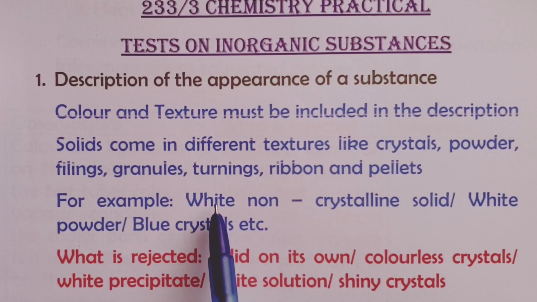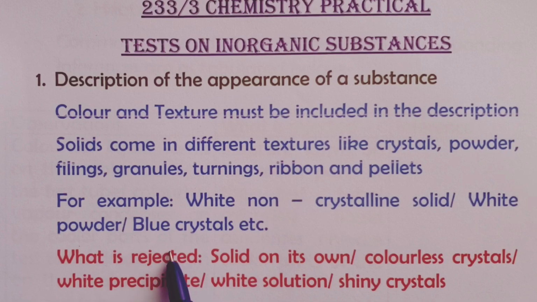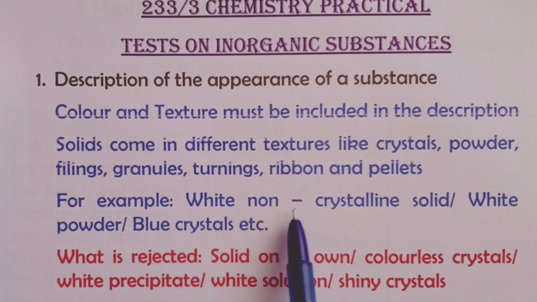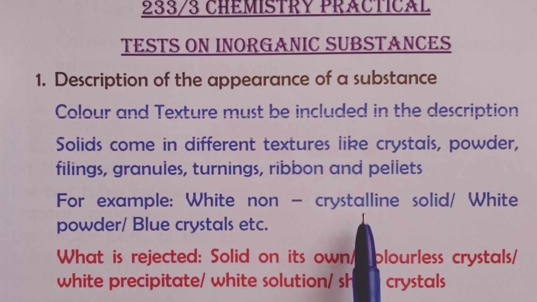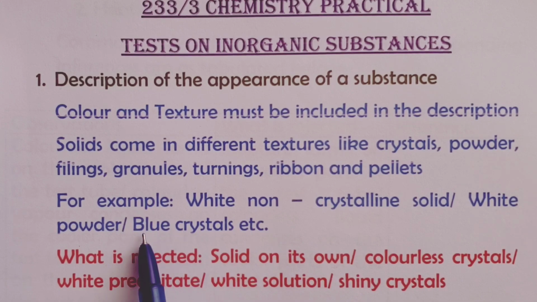So if you're asked to describe a solid, we can have examples that may include white non-crystalline solid. So here white is the color, non-crystalline is the texture. We may also talk about a white powder. Powder texture, white color. And things like blue crystals are also allowed.